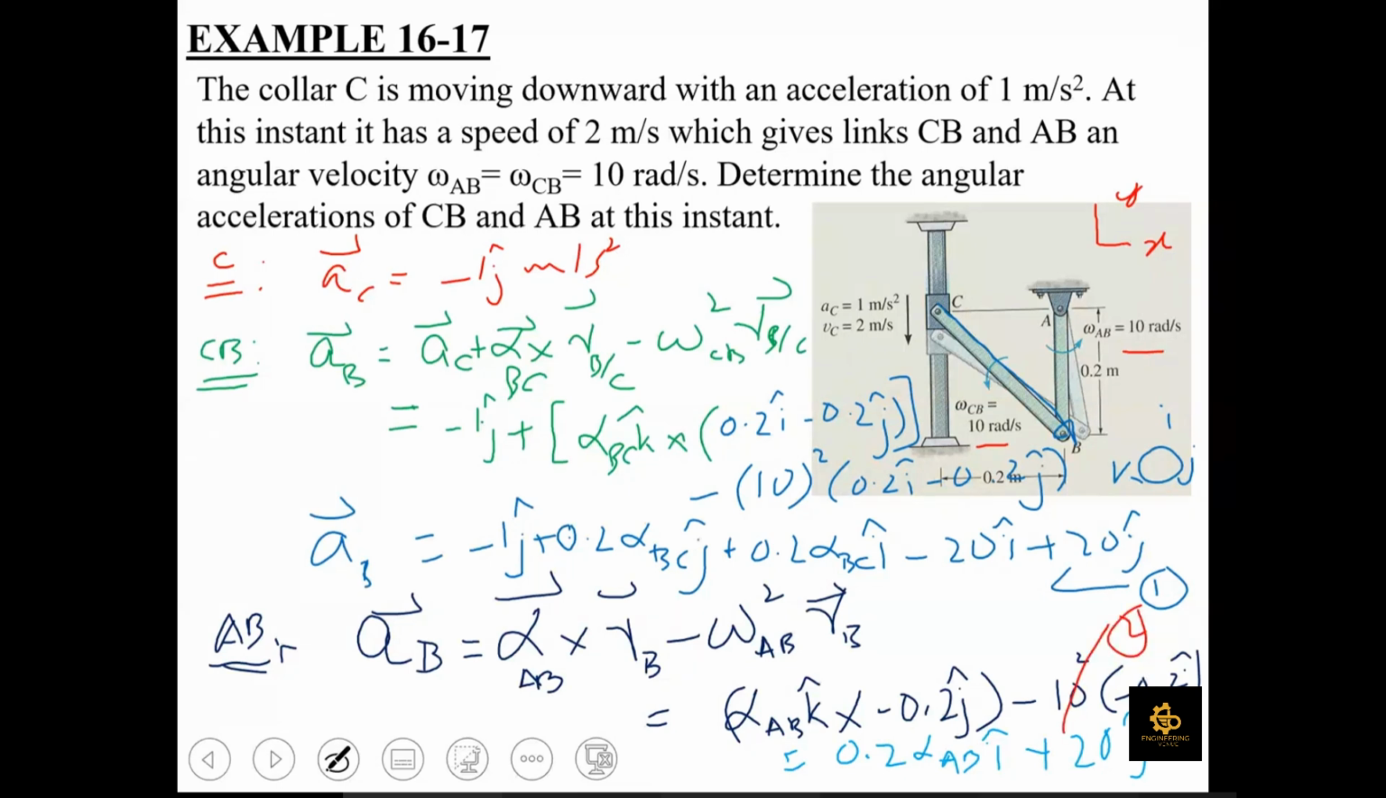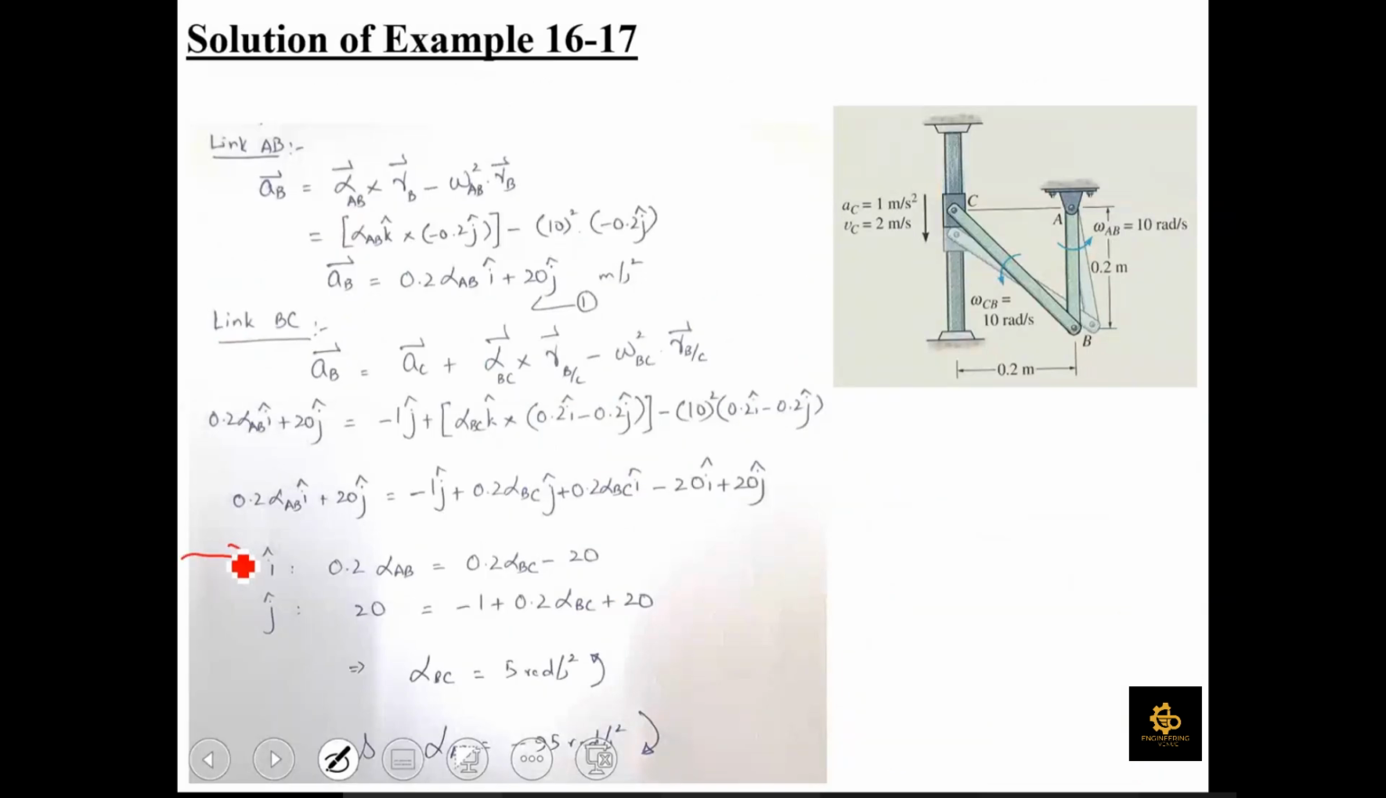ठीक है, तो ये आपके पास दो इक्वेशंस आ गई हैं since it is a vector equation and both of them represent the absolute acceleration of B. So comparing 1 and 2 and then comparing the coefficients on both sides of this equation, if you compare the I coefficient, it would be 0.2 alpha AB should be equal to 0.2 alpha BC minus 20. Once you compare the J coefficients, it means that 20 which is on the left hand side with J would be equal to minus 1 plus 0.2 alpha BC plus 20. So how many unknowns are there in these two equations, 3 or 4? में कितने unknowns हैं?